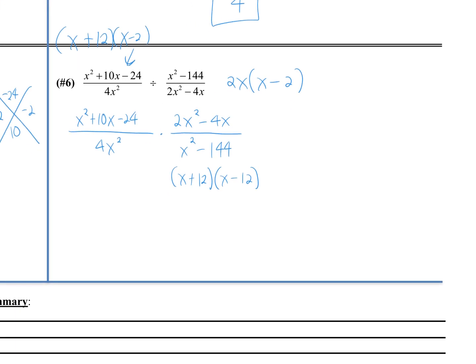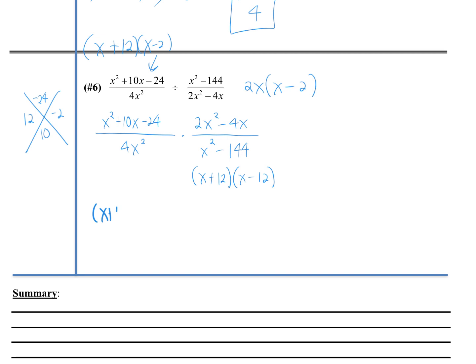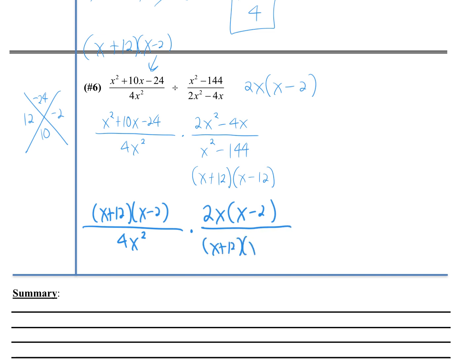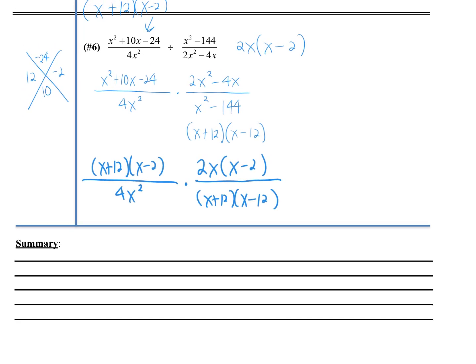All right, let's rewrite it here. So top left was x plus 12 times x minus 2 over 4x squared, times, and then top right, we had 2x times x minus 2 over, then we had x plus 12 times x minus 12. All right, we can multiply across, or we can do some canceling vertically or diagonally. Let's do some canceling first. What can we do with the 2 and 4? Well, 2 goes into 2 one time, 2 goes into 4 2 times. How many x's are going to cancel? Cancel 1x here. We have 1 left on the bottom.